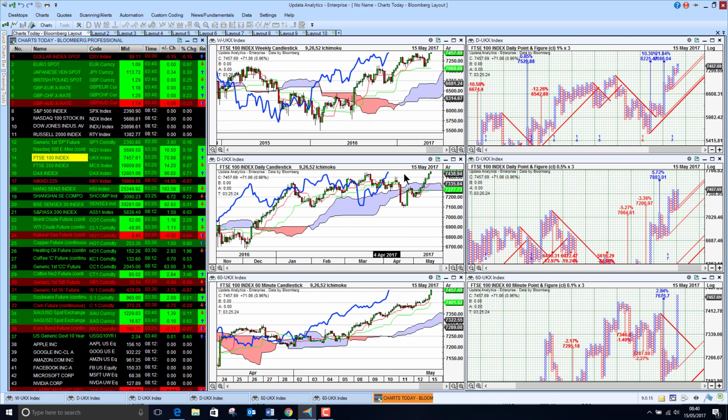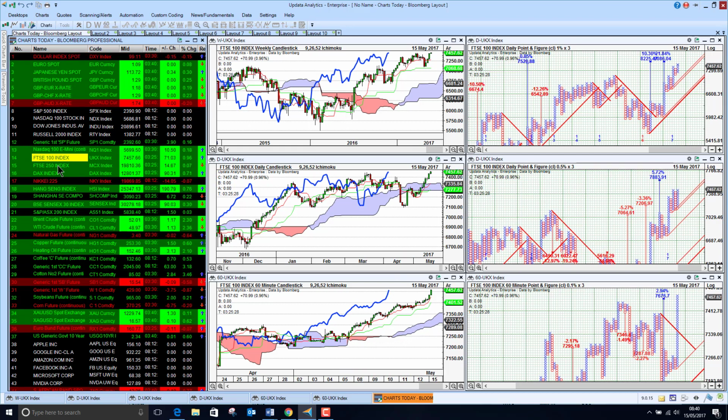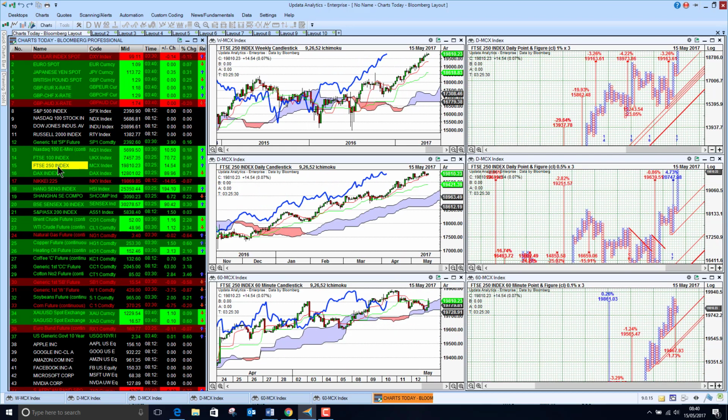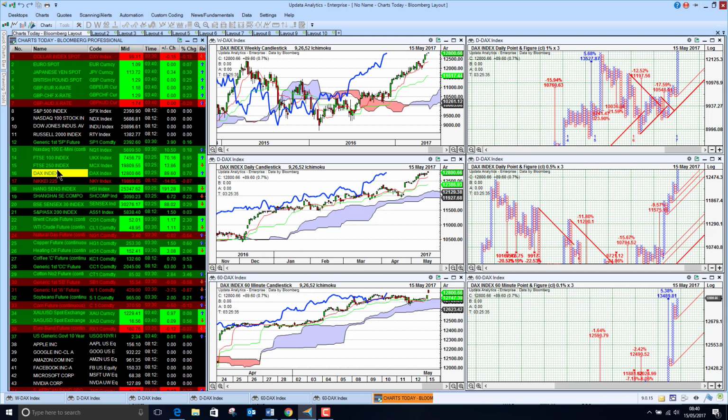The FTSE 100 is looking bullish this morning, up strongly, up nearly 1%, and just breaking to new highs here. So that's looking good, and looking very strong indeed. The FTSE 250 also holding its bullish position, bullish on all three time frames, and the DAX also breaking to new highs on that 60-minute chart too. So European markets looking strong this morning.